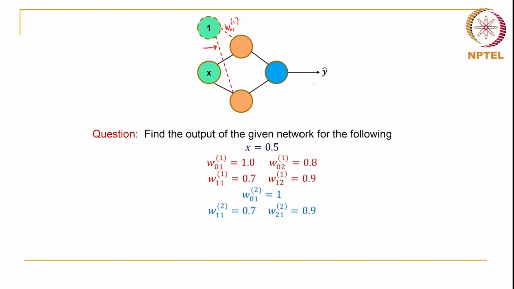W02. W0 superscript 2, zero going to the second one, 2 and 1. Okay. What will we call this one? W11. W11 superscript 1. Exactly. 1. Okay.